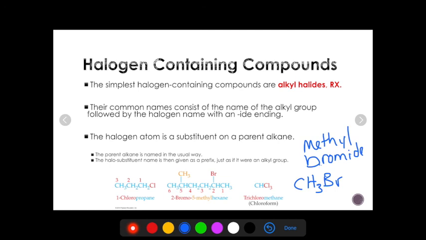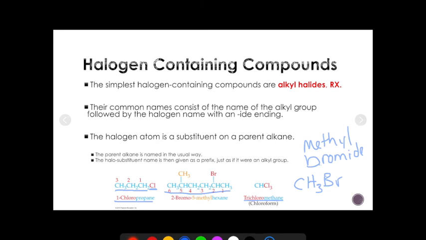Down here we have 1-chloropropane. Here's the longest chain in our compound, and we have chlorine attached to the first carbon. Here is our longest chain, so it's 2-bromo, 5-methylhexane. Again, we've already been doing it. And then this one, we have 3 chlorines, so it's trichloromethane.